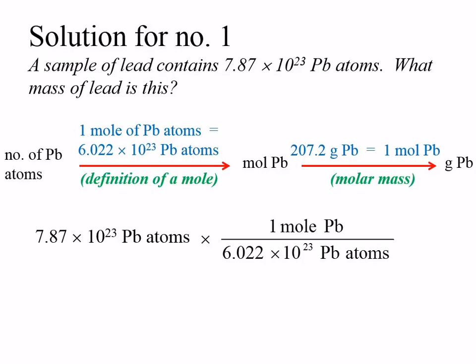Now how do we get to grams? The gram on top and the moles on the bottom. 207.2 grams on top and 1 mole on the bottom. Perfect. And that leaves us with units of grams, and we are totally done.